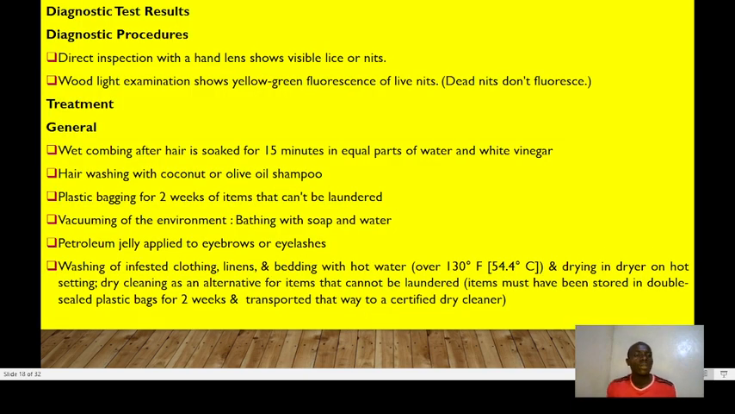So for the diagnostic test, we could do direct inspection with a hand lens, which shows visible lice or nits. Could also do a Wood's light examination, which shows yellow-green fluorescence of live nits. Remember, dead nits don't fluoresce, okay?